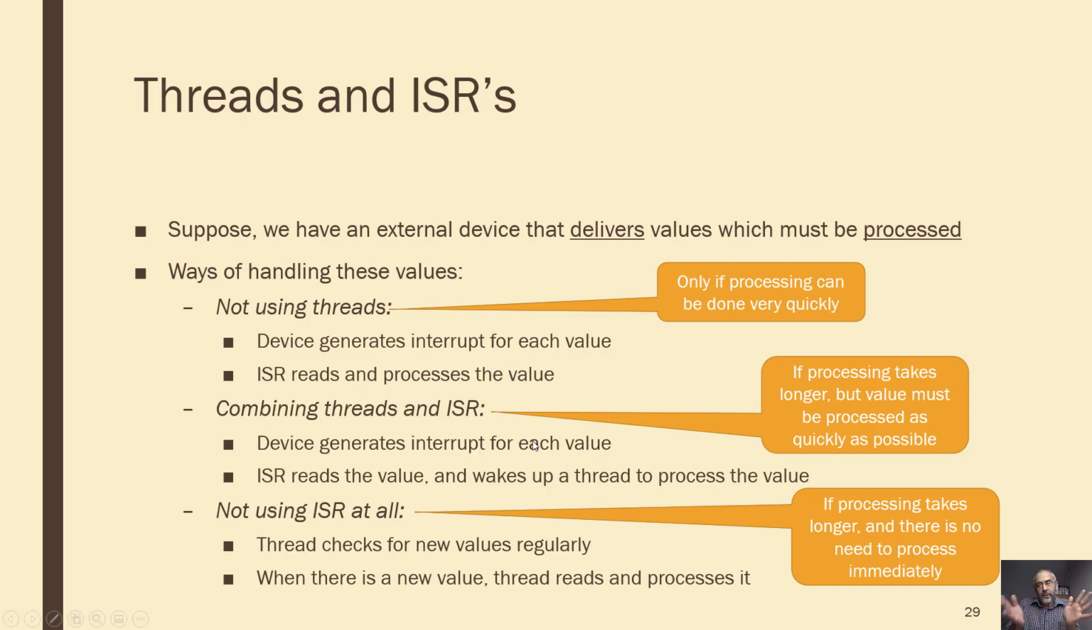So yeah, here in very short, you have the three options. You can do everything with interrupt service routines and not use multiple threads at all, only the main thread. You can combine threads and interrupt service routines, where the interrupt service routine is as short as possible, just stores the value in a variable or something like that, and wakes up a thread. Or the last one, do everything in threads, not use interrupts at all anymore. And depending on the circumstances, you can choose one of these options.